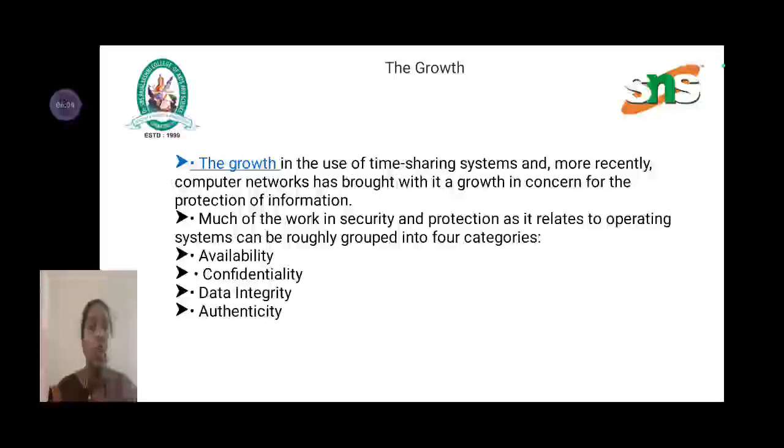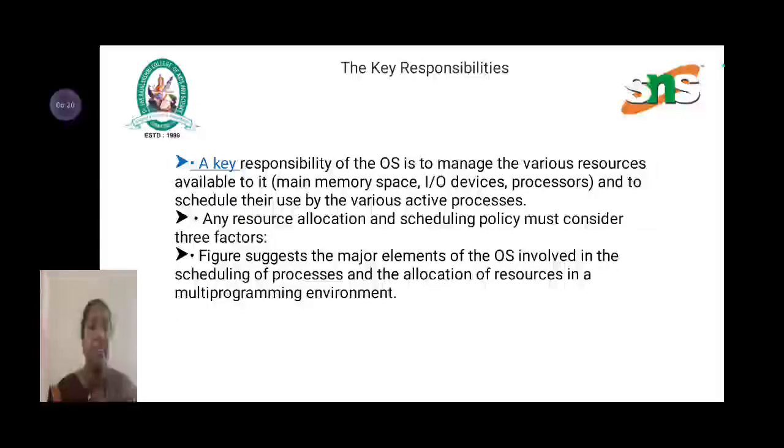With the growth in the use of time sharing systems, and more recently computer networks, has come a growth in concern for the protection of information, such as availability, confidentiality, data integrity and authenticity. The key responsibilities: a key responsibility of the operating system is to manage the various resources available, and its resource allocation scheduling policy must consider three factors.